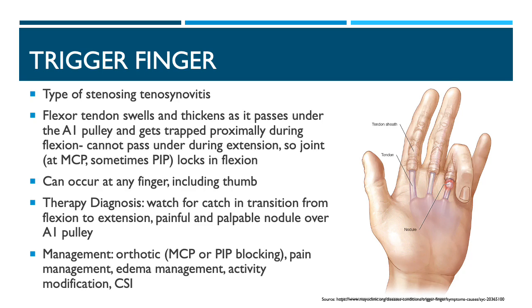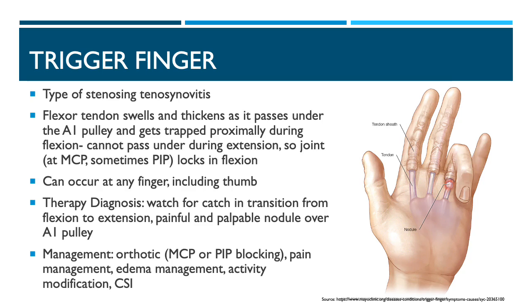So the joint, usually it's at the MCP. Sometimes you'll see it at the PIP too. It gets locked in flexion. It can occur at any finger, including the thumb. It's most common in the ring finger and the thumb. And what you would look for is a catch in that transition from flexion to extension. They'd kind of get stuck down.